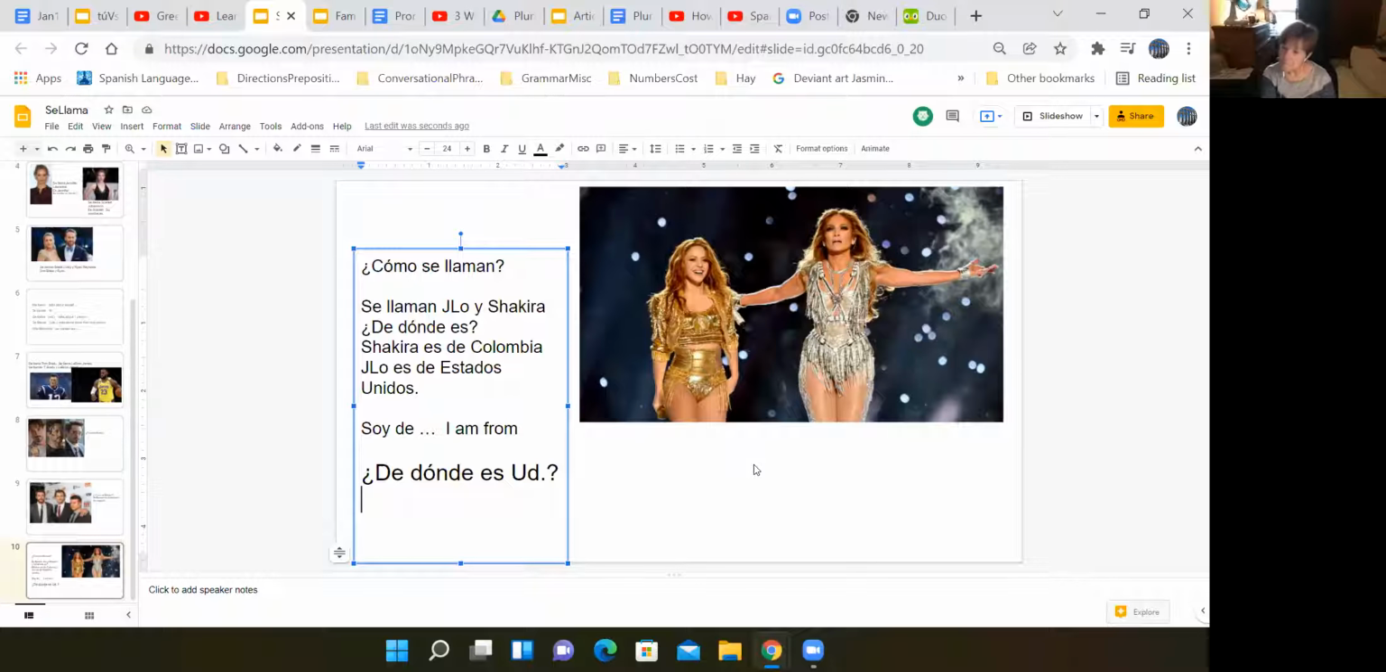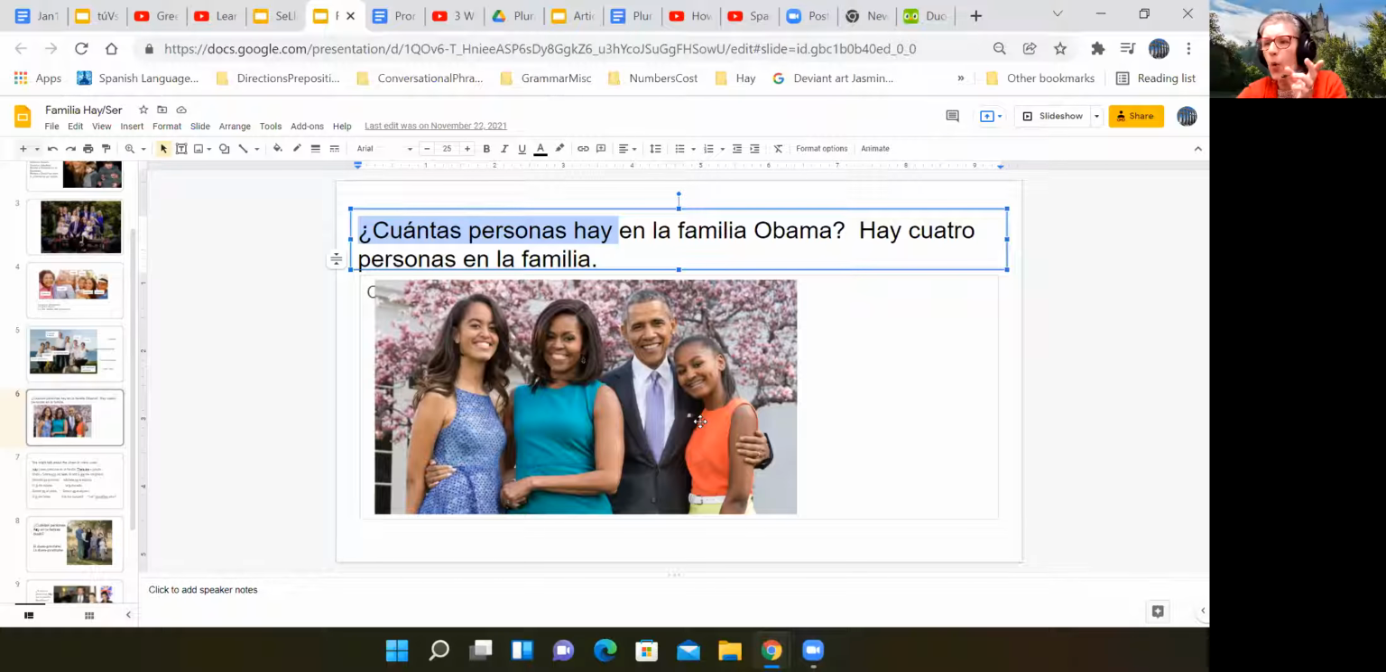¿Cuántas personas hay en la familia Obama? ¿Cuántas personas hay? How many people are there in the family? En la familia Obama. And if I answer that, I would say, hay cuatro personas. Hay cuatro personas en la familia. Hay un padre, hay una madre, hay dos hijas. Hay dos hijas.